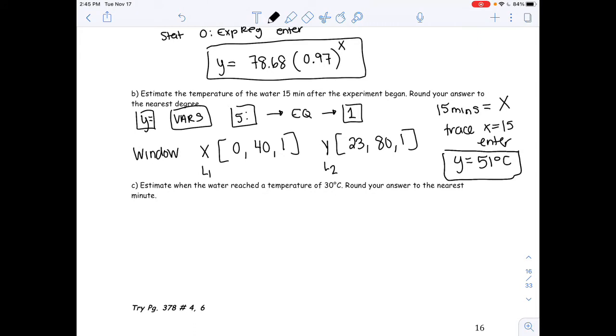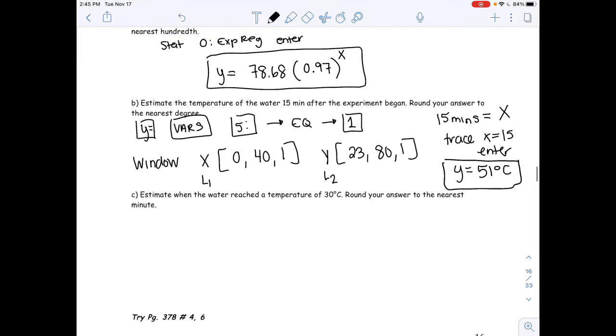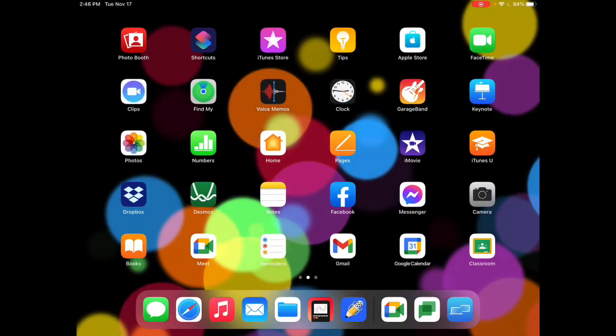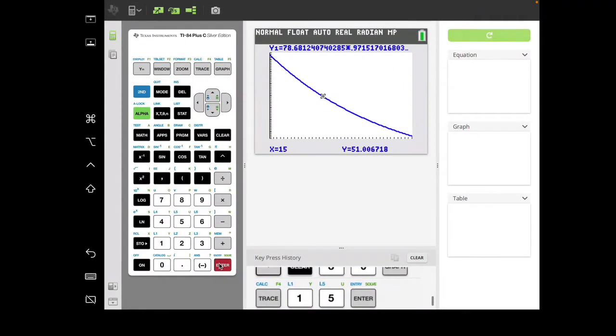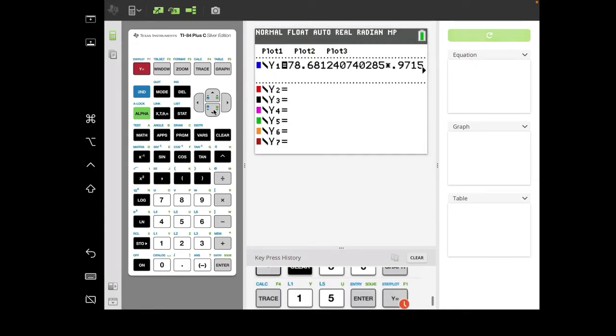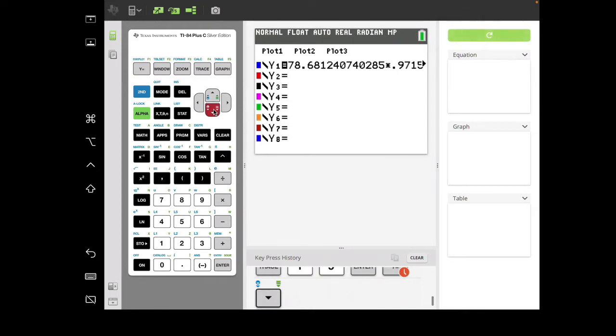Question C. Estimate when the water reached the temperature of 30 degrees. Temperature is our L2, which is always our y coordinate. So what we're going to do is we're going to always have the equation as y1. y2 is where we will enter any kind of y coordinate that's other than the equation. So in this case, we have to enter y2 as 30. So I'll show you how to do that. Anytime you're given a y value, you're going to go to your calculator and press y equals. Your equation should always be under y1 or y2, it doesn't matter which, and then another y should be the y coordinate that they're giving you, which is 30.